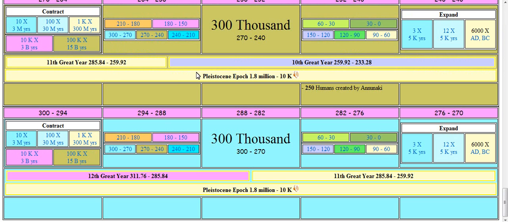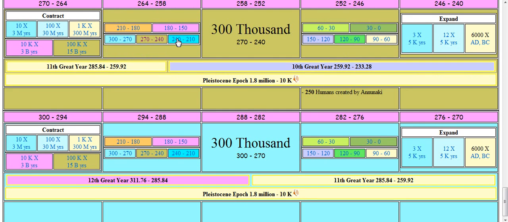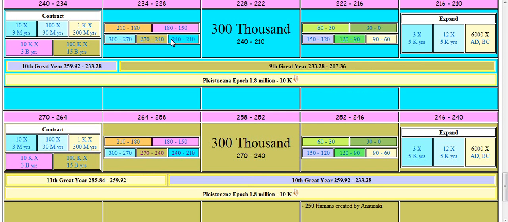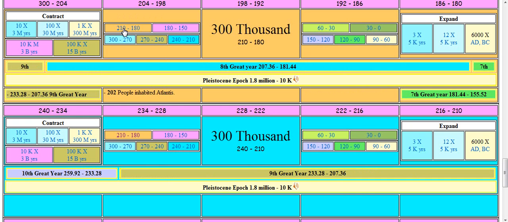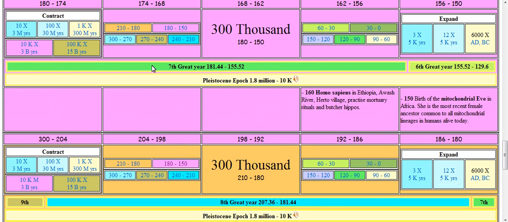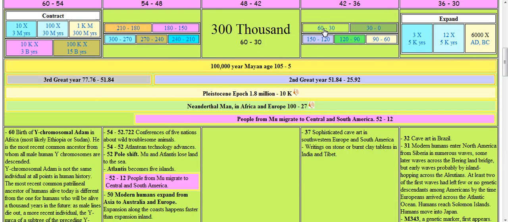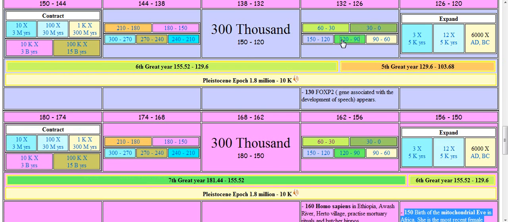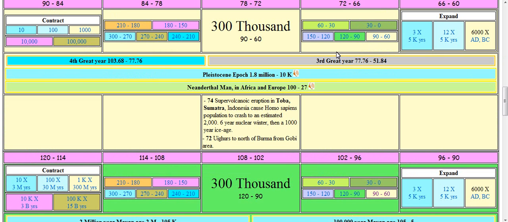11th great year, 10th great year, Pleistocene epoch. 10th great year to the 9th great year, 9th great year to the 8th great year. People inhabit Atlantis here. 7th great year to the 6th great year. Homo sapiens are here. Here's birth of mitochondrial Eve. This is a scientific thing. And then we move on down, moving on down, moving on down. And here we are.